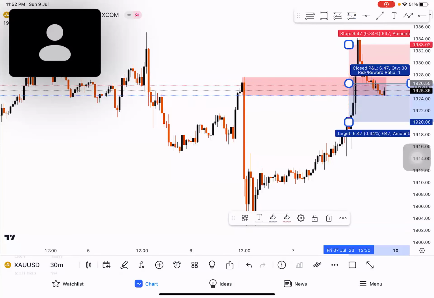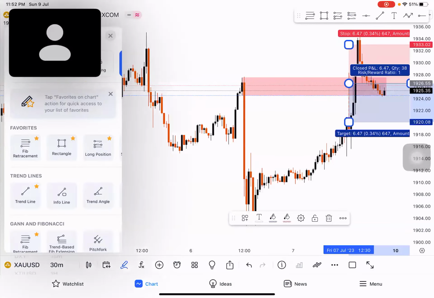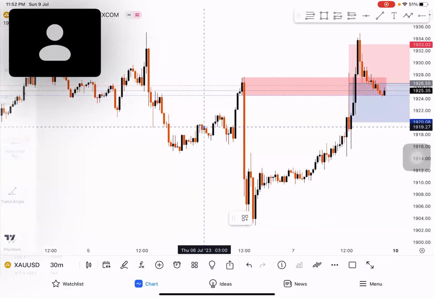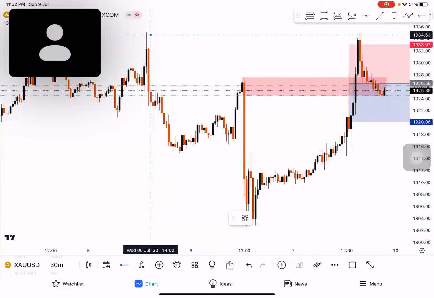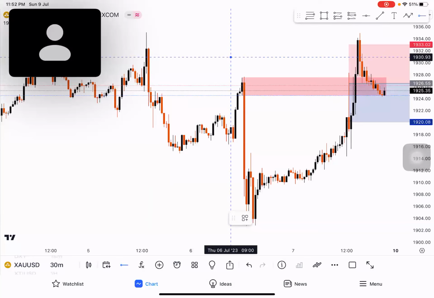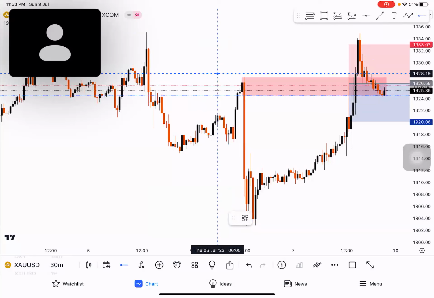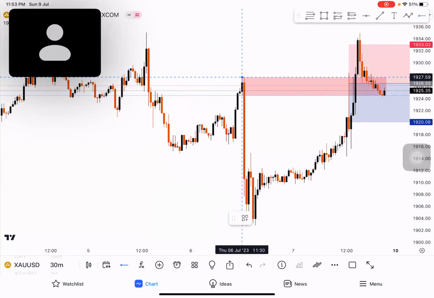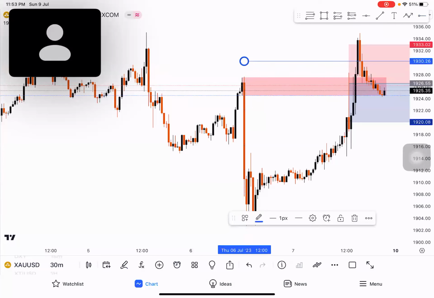How can we control our risk? It depends on the structures. If you still have a new high, still got the previous high right here, I would say that I will just take around 20 pips from 27.5, which is 29.5 or 30. I would take this kind of risk because I know the volatility of gold.